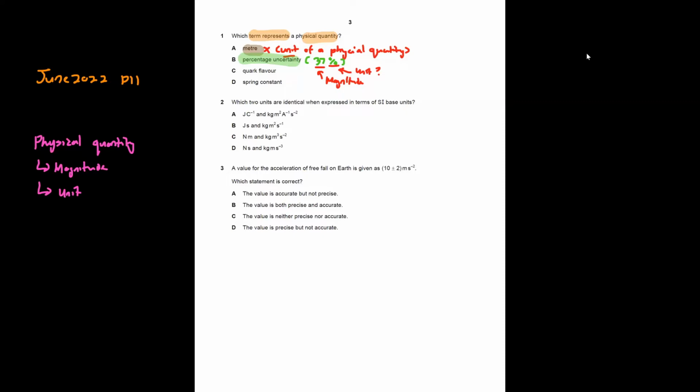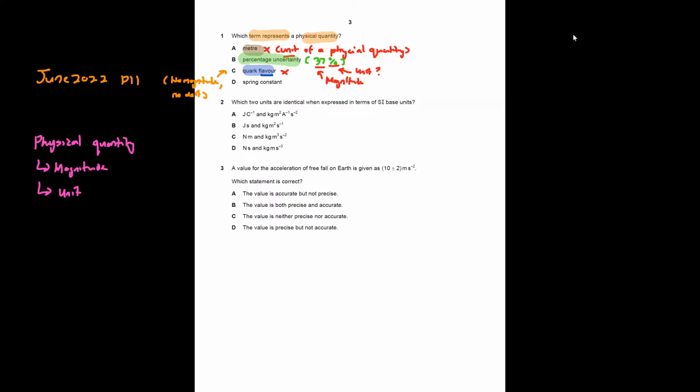Well, what about quark flavors? Now, quark flavors, you already learned from particle physics, you have up, down, charm, quarks, and so on and so forth, right? So when you're talking about quark flavors specifically, this one is also definitely going to be out. Because for quark flavor, there's no magnitude involved. Neither is there any unit involved. So quark flavor is definitely out.